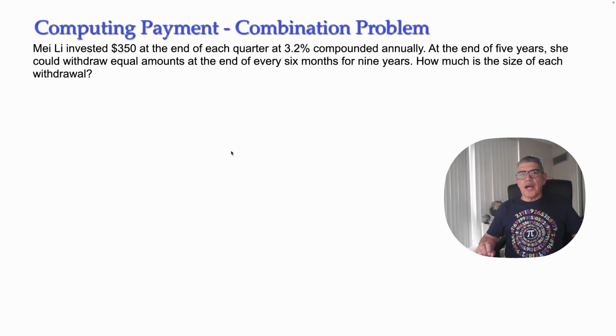In this video, I explain an application problem involving two annuities. The problem says, Mei Li invested $350 at the end of each quarter at 3.2% compounded annually. At the end of 5 years, she could withdraw equal amounts at the end of every 6 months for 9 years. How much is the size of each withdrawal?